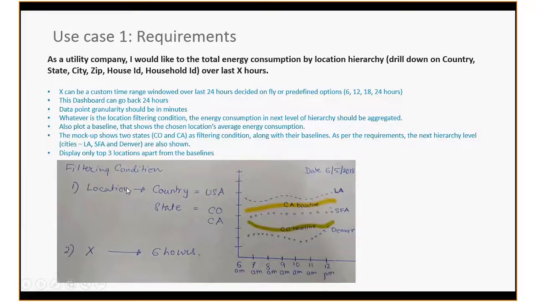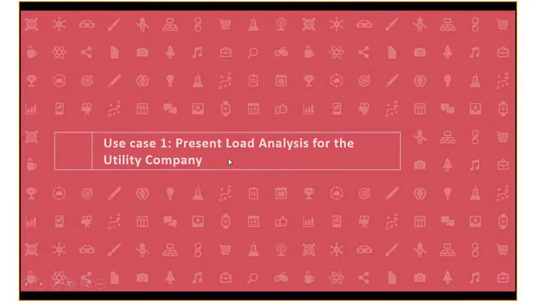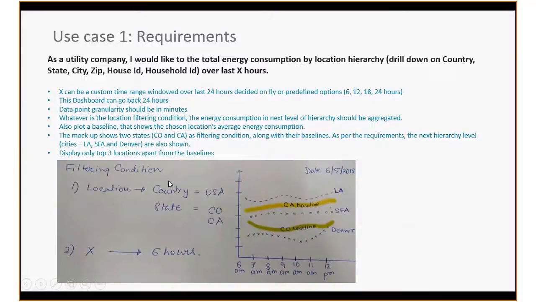So let me explain this use case. This particular use case is: what is the present load? Every word is very important, right? What is the present load for the utility company? I want to analyze that. So the requirement goes like this: as a utility company, I'd like to know the total energy usage by locality. So there is a drill down on certain geographical factors, right? Country, state, zip, house. So there's a concept of house ID and household ID. House ID means the building, right? And inside the building, there can be multiple families staying, and those families are household ID. And I want to see it over the last X hours, and this X can be predefined, like 6 hours, 12 hours, 18 or 24, or it can be generated on the fly.